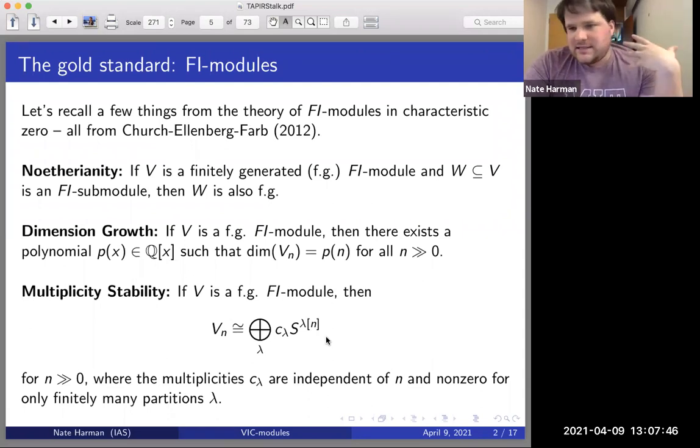I think of these as the gold standard representation theoretic results about modules over some category like this. Depending on the context, we might have to relax or modify some of these things, by changing FI to some more complicated category or changing the ring we're taking our representations over. But often we want these to hold, and then we see how close we can get to them. All right, so that's the thing to have in mind going forward. All right, so now let's talk about VIC.